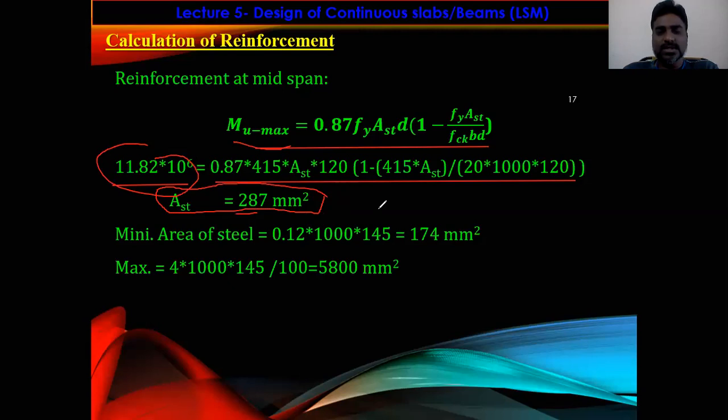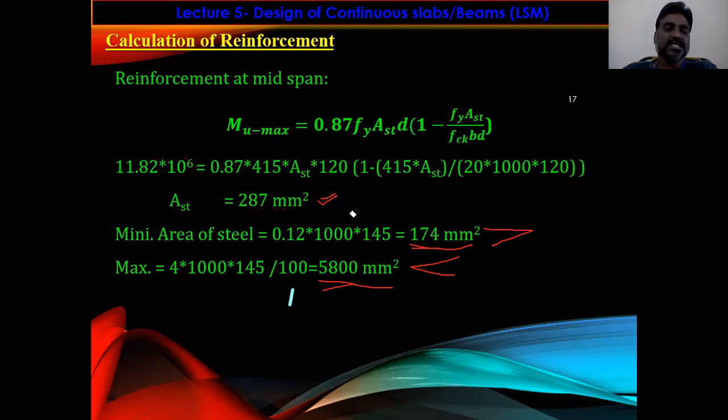So similarly, you need to check corresponding to the maximum and minimum steel. So that is the minimum steel, main reinforcement, 0.12% of BD, that is 174 mm square, and for maximum 4% of BD, that is 5,800 mm square. And your AST required should be greater than the minimum area of steel, and less than the maximum. So 287 is greater than 174 and less than 5,800. So therefore it is safe. You can provide AST required. So same thing, you can assume the diameter of the bar and determine the spacing required.